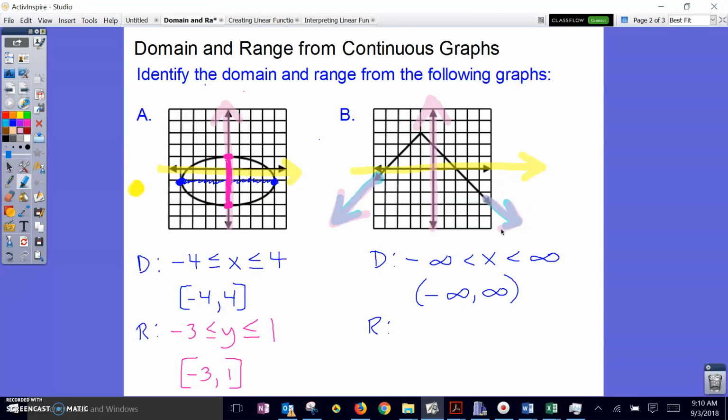The left arrow here means the graph goes forever to the left and forever down, since it's angled down and to the left. The arrow on the right means that it goes forever to the right and forever down, since it's angled down and to the right. Well, what that means is that our range here is also going to start at -infinity.